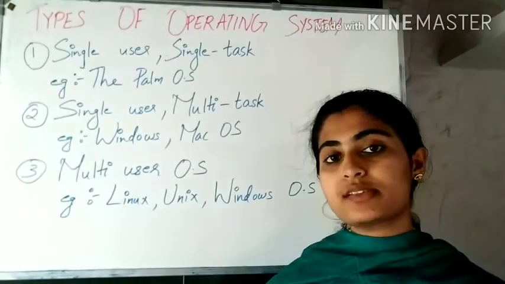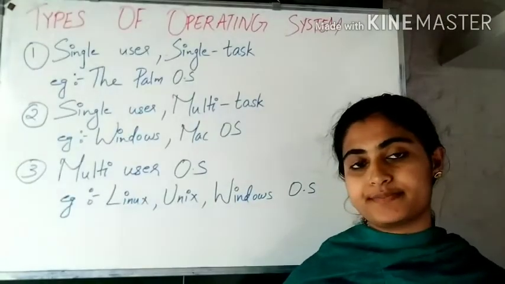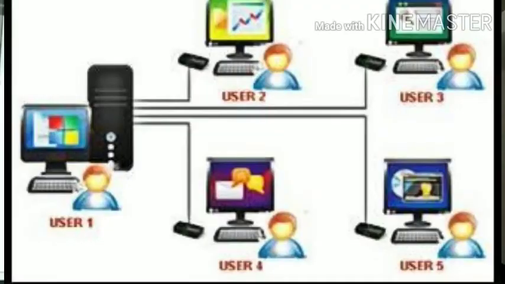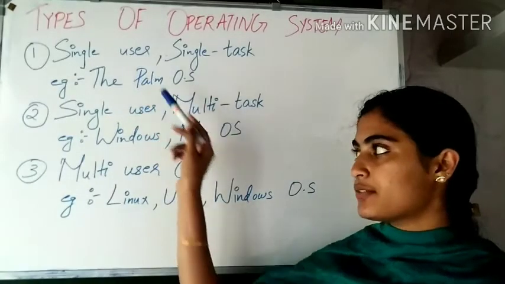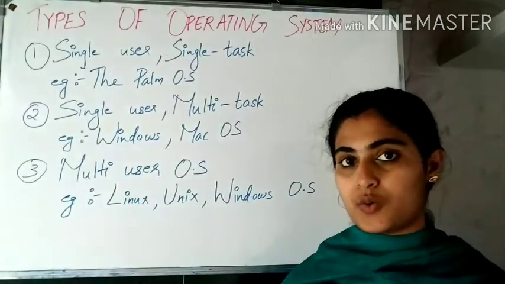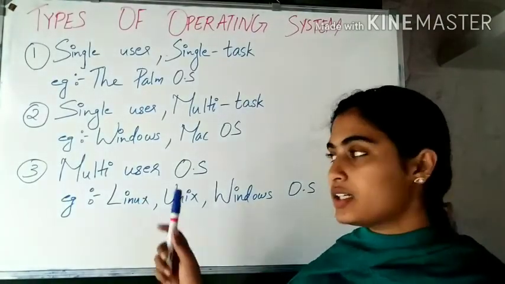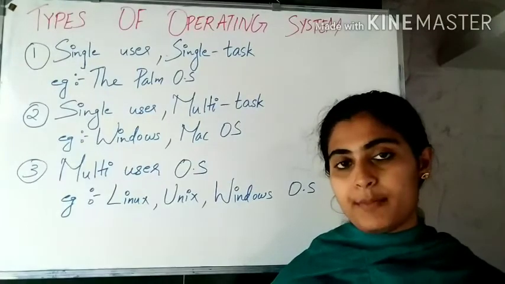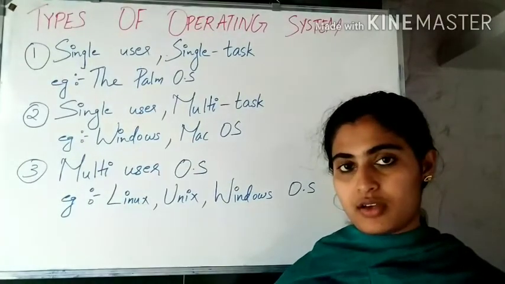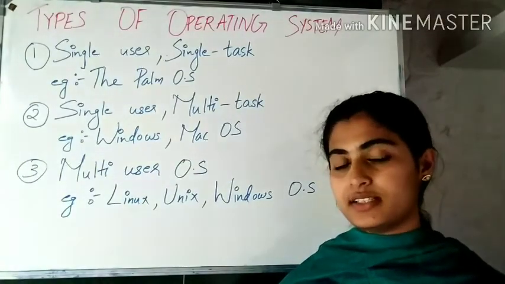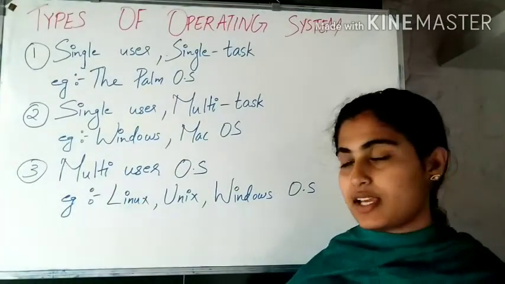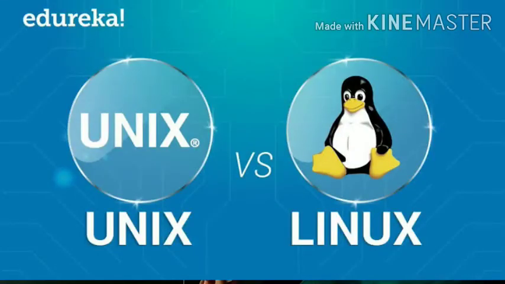And third type is multi-user operating system. That is, many people can use a computer at a time and they can do the same task at a time. In the first 2 cases, only one user is allowed to use the computer. But in the third case, that is multi-user, many users can use. And they can do the same task at a time. Okay. And examples are Linux, Unix and Windows.